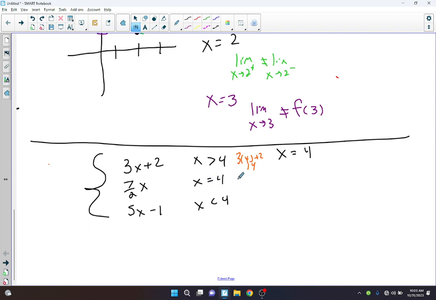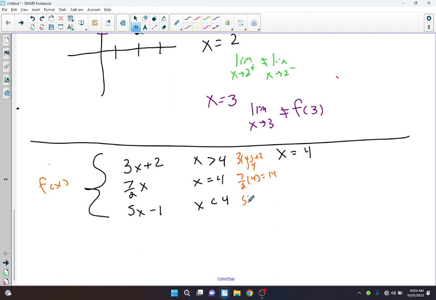This one, you plug it in. This will give you f of 4, if this is f of x. So 7 over 2 times 4 equals 14. So that still matches. Then this one gives you the limit as it approaches from the negative side, because we're talking about smaller.